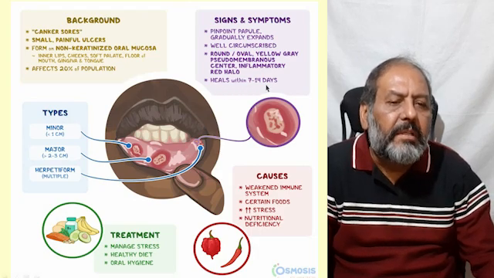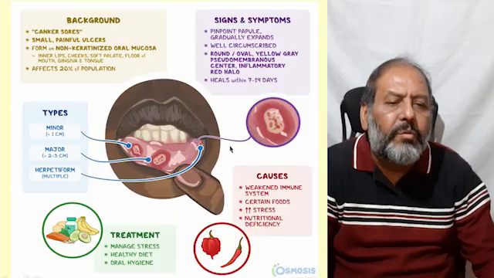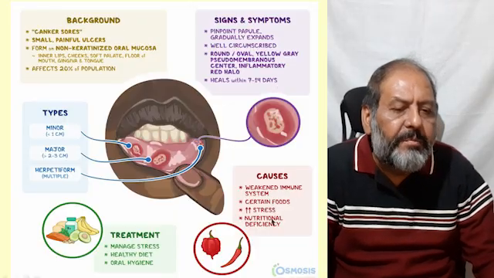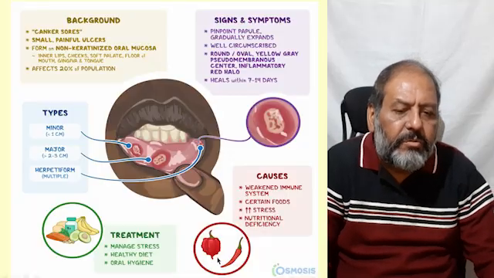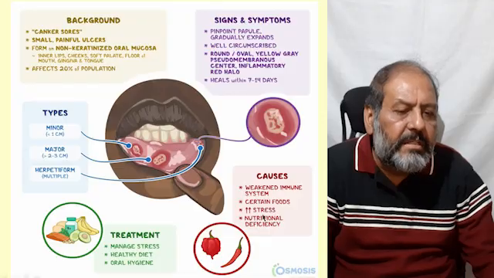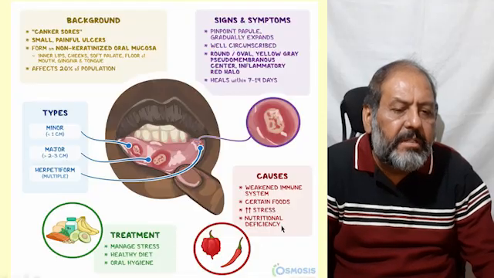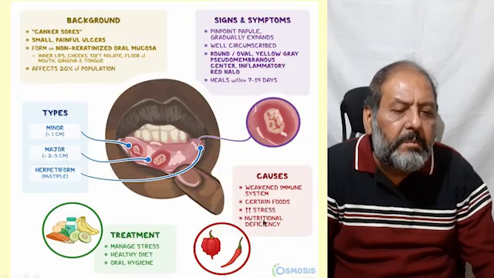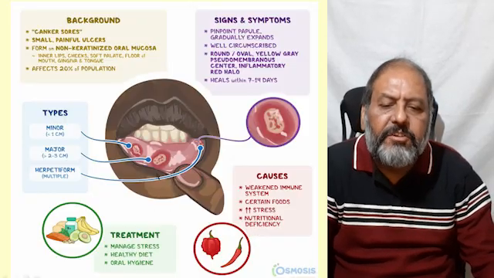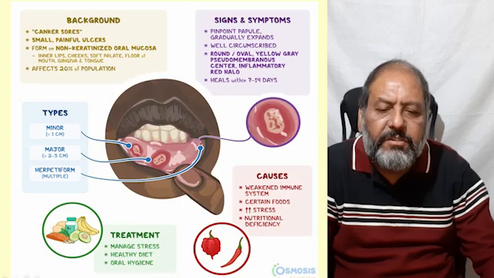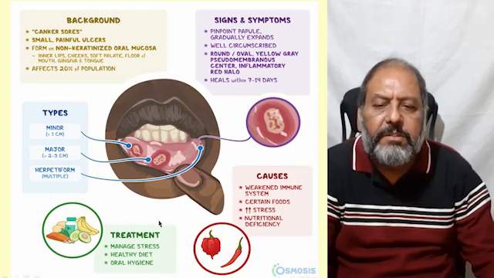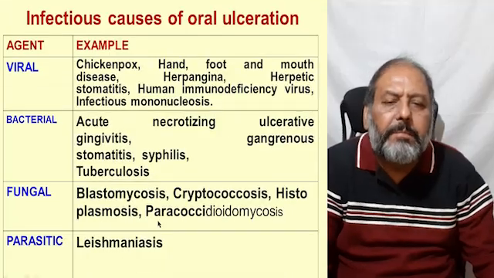These heal within 7 to 14 days, and the causes are a weakened immune system, certain foods, notoriously chilies, stress, the menstrual cycle, and nutritional deficiency. The treatment is to manage stress, eat a healthy diet, and maintain oral hygiene. These are just part of the treatment.